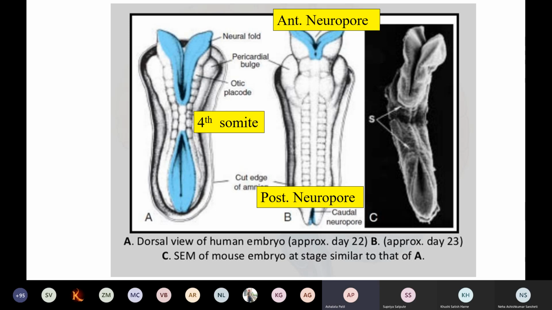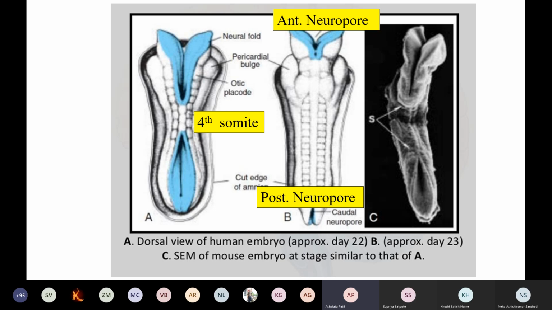Fusion of the neural folds starts at the fourth somite, and from here it extends cranially and caudally. Ultimately you will see a cranial opening, temporarily seen at the cranial end, called the anterior neuropore. Similarly, at the caudal end of the neural tube, an opening is seen, called the posterior neuropore. Through these anterior and posterior neuropores, the neural tube is continuous with what? It is communicating with the amniotic sac.